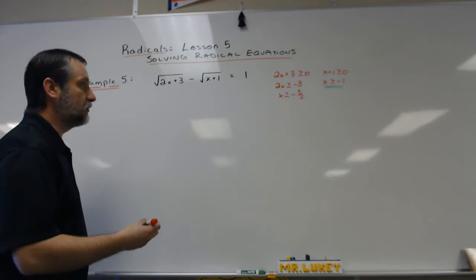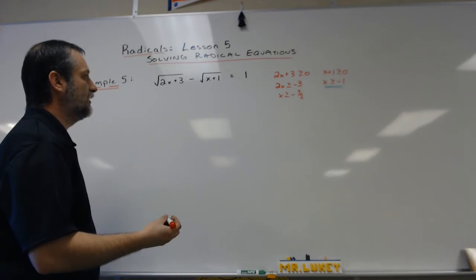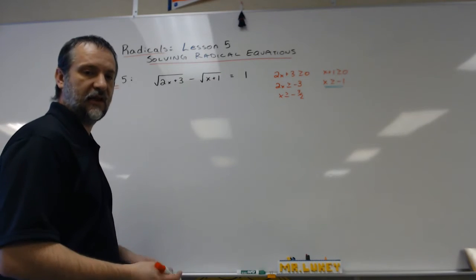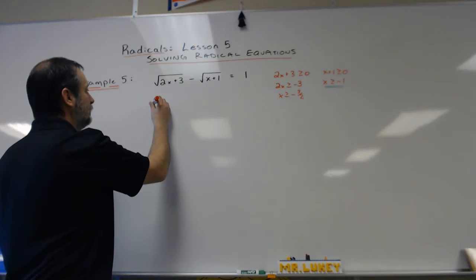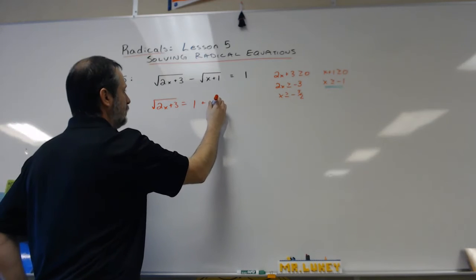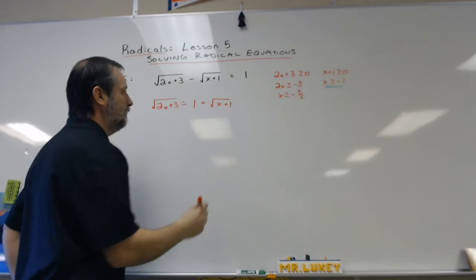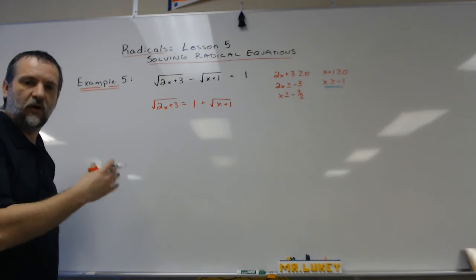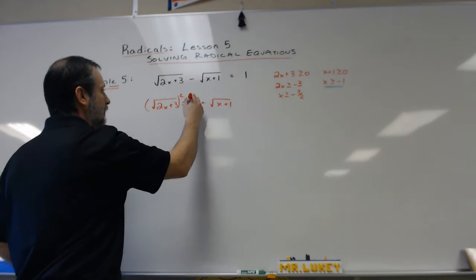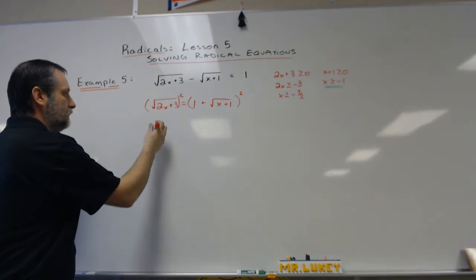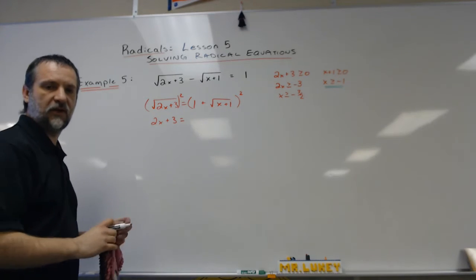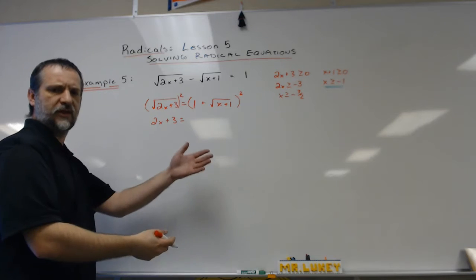Otherwise, let's get to solving this. So, I have square root of 2x plus 3 minus square root of x plus 1. Again, I'm going to isolate one. I'm just going to add square root of x plus 1 to both sides and go from there. So there we go. I have one of them isolated on the left side. Now I can square both sides. This is the one to watch out for.